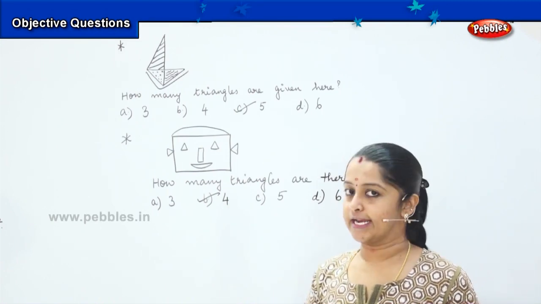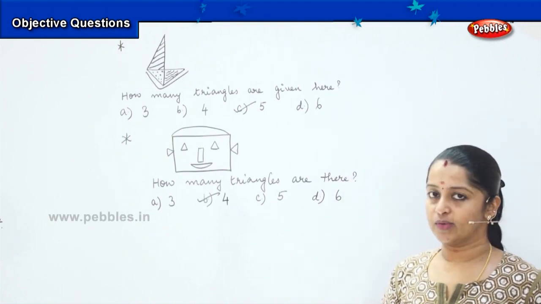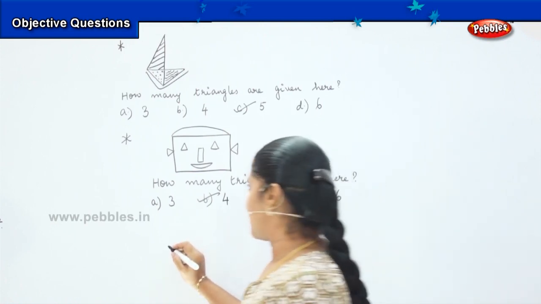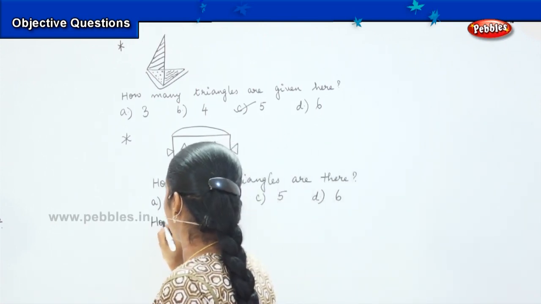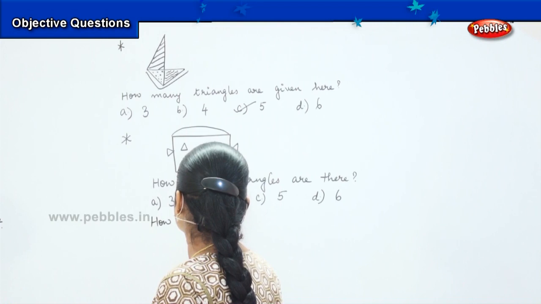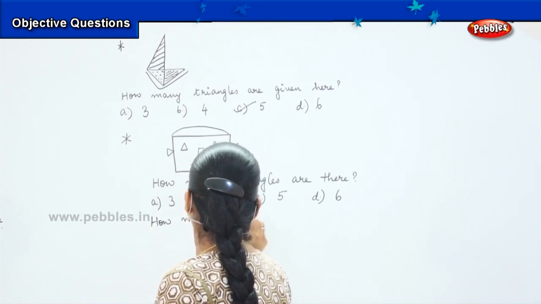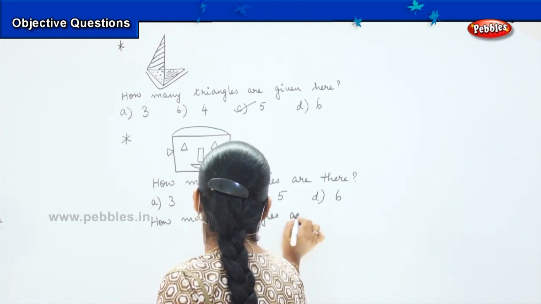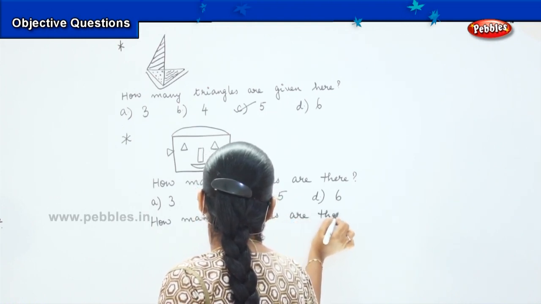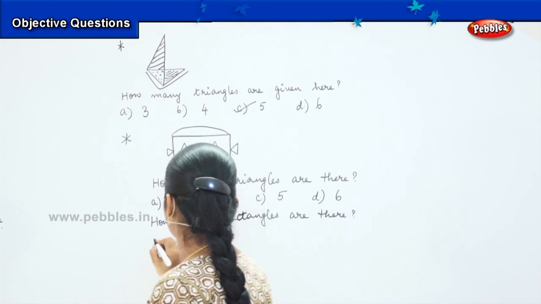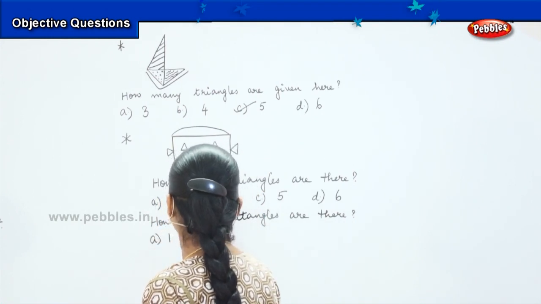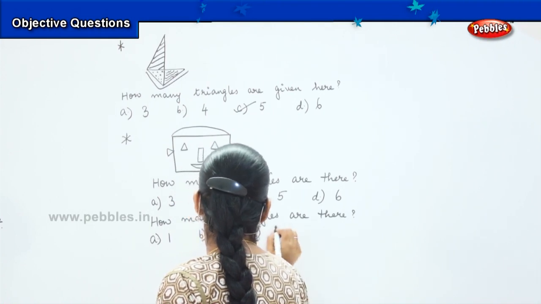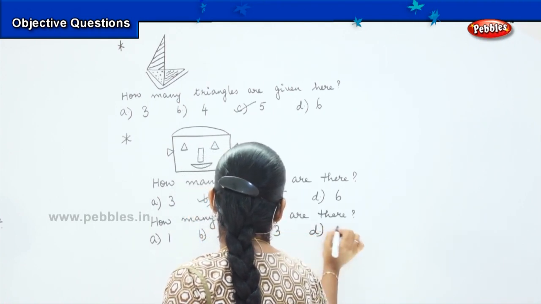Wow, it's so interesting. Shall I ask you the second set of questions using this diagram? Okay. So, my next question is, how many rectangles can you see here? How many rectangles are there? And my options are A 1, B 2, C 3 and D 5.